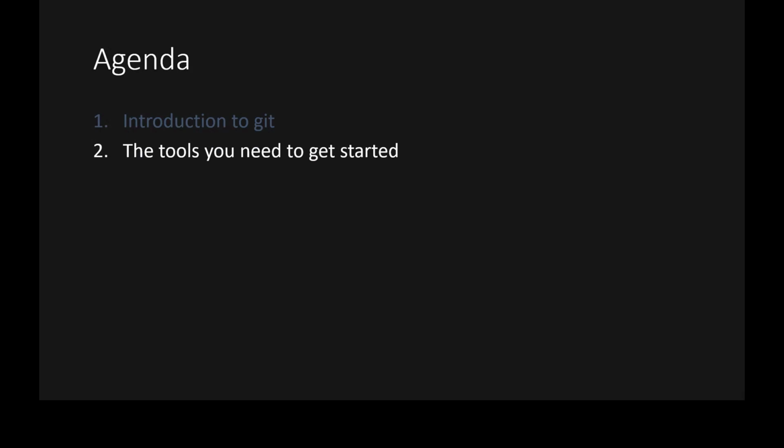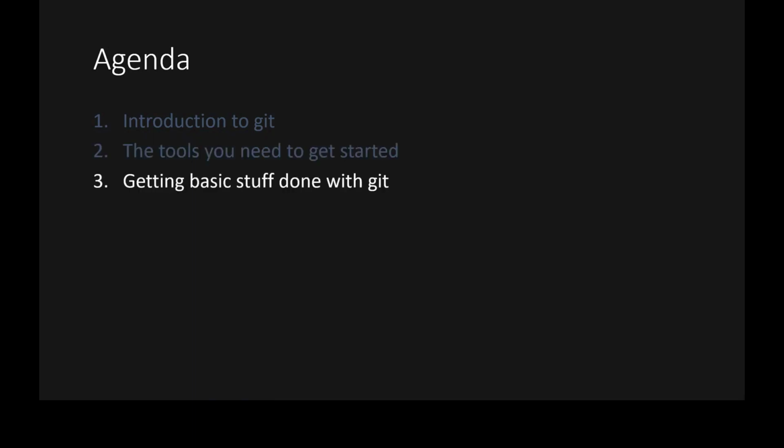The second part will be the tools that you need to get started. Before we even start using Git on the command line or in a web interface, there are some other things that you should probably install on your PC. You've already seen people using very fancy command line tools with all playful colors and everything. Those are the tools that we need to work with Git properly.